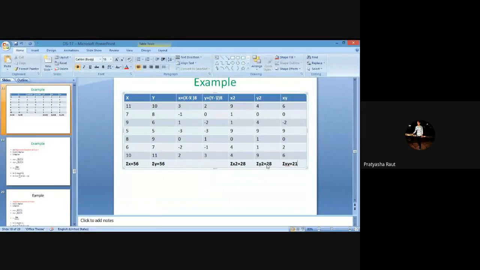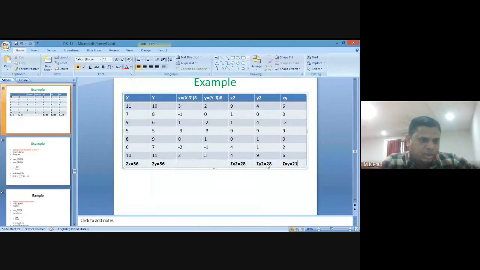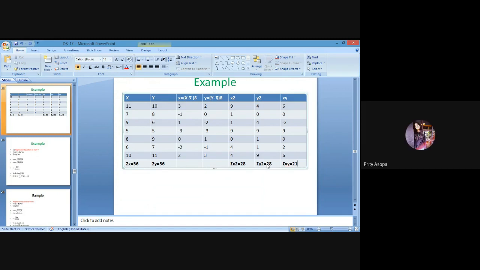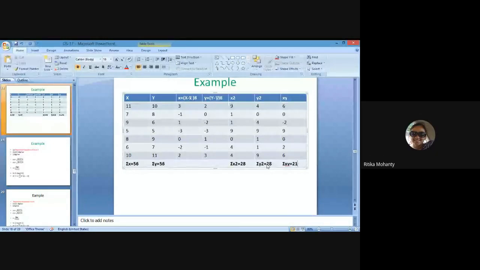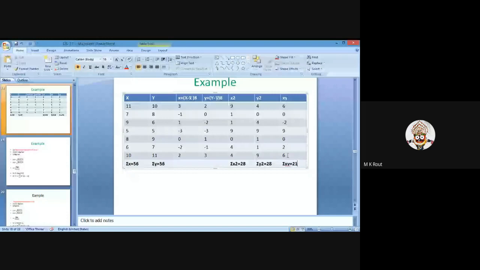Then proceed to calculate sigma x, that is the square root of the sum of x square, 28, divided by n. What is the value of n here? 7. Sir, summation of xy equal to 23? You just calculate: 6 plus 9, 15. 15 plus 2, 17. 17 plus 6, 23. 23 minus 2, 21.